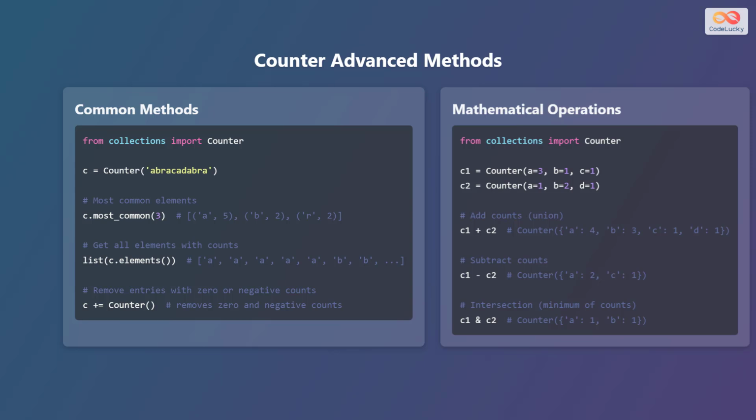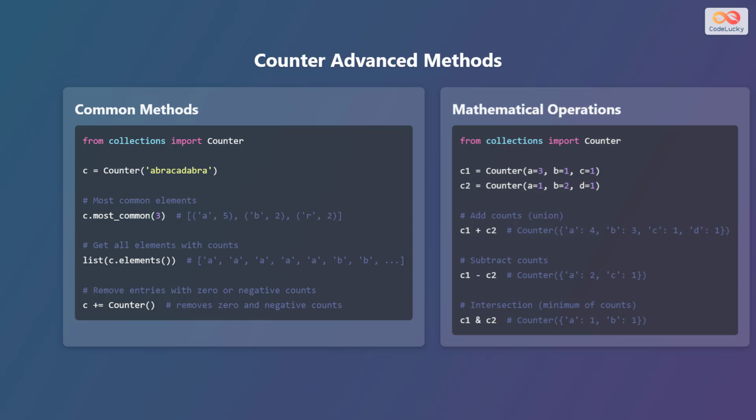To get all the elements, use list(c.elements()). This will return a list of all the elements in the counter, with each element repeated according to its count. To remove entries with 0 or negative counts, use c += Counter().